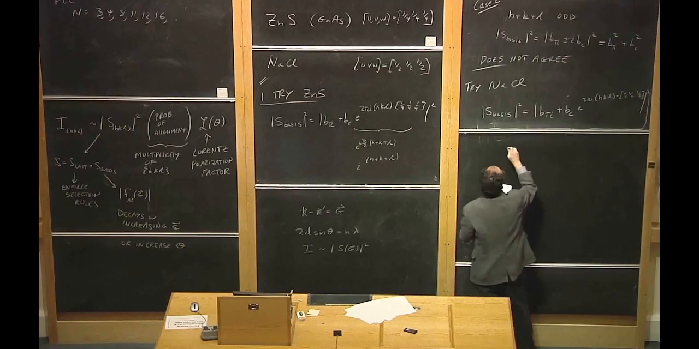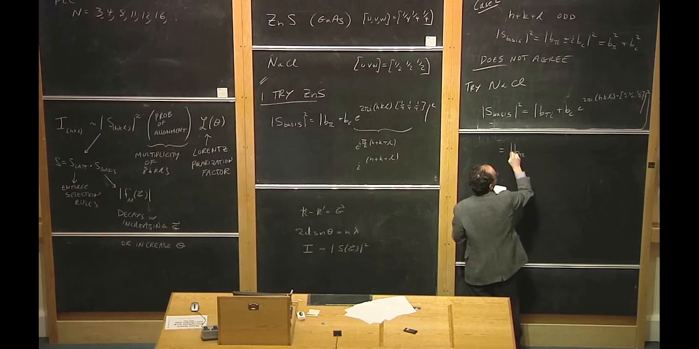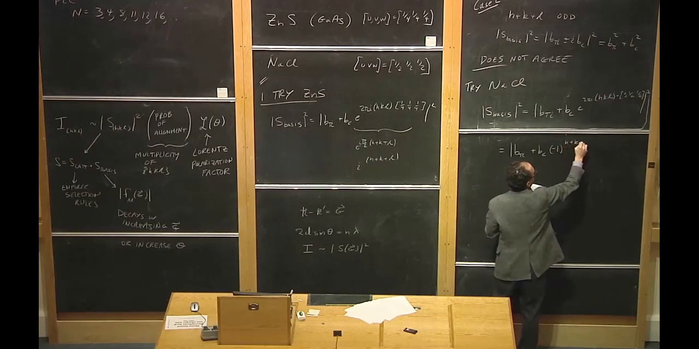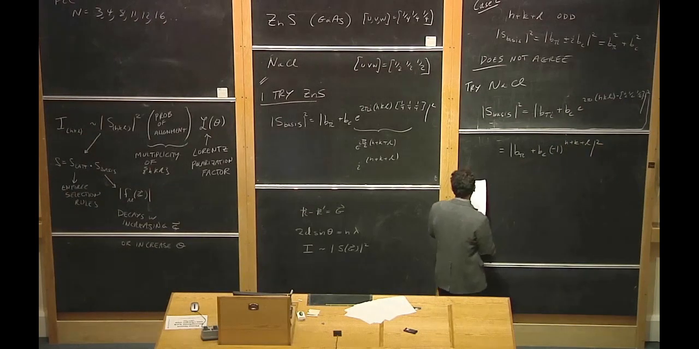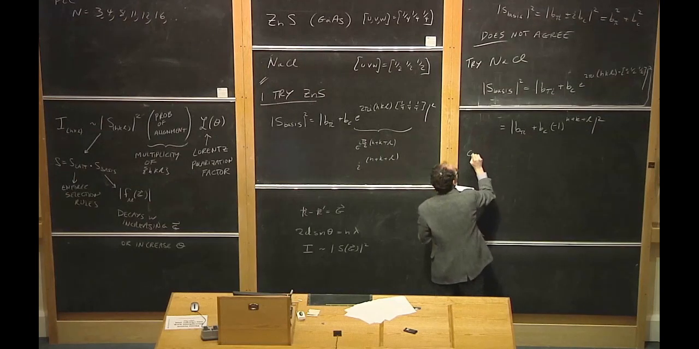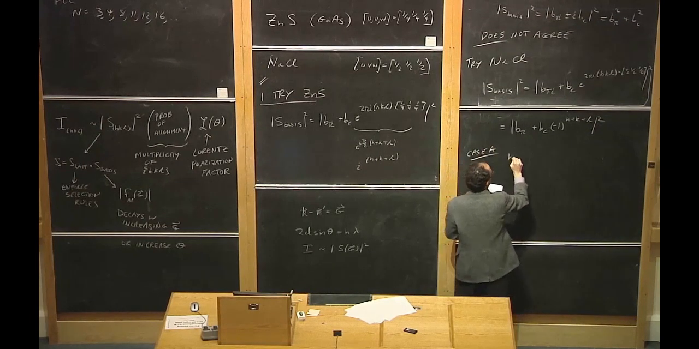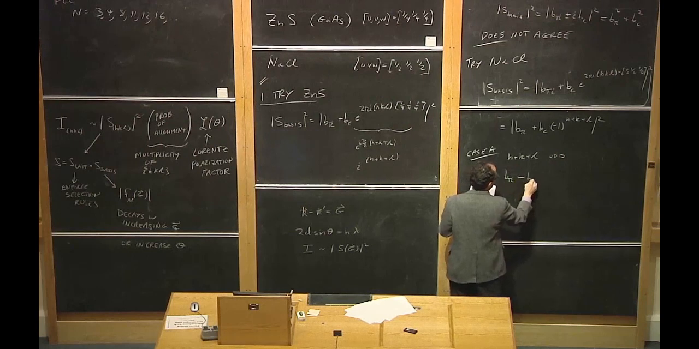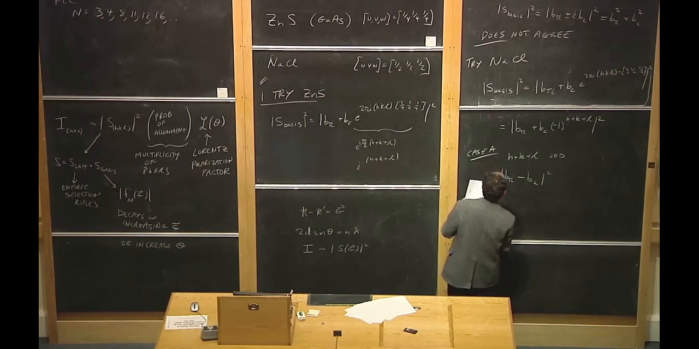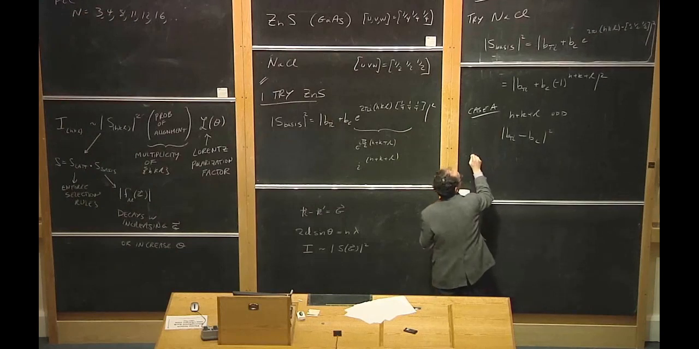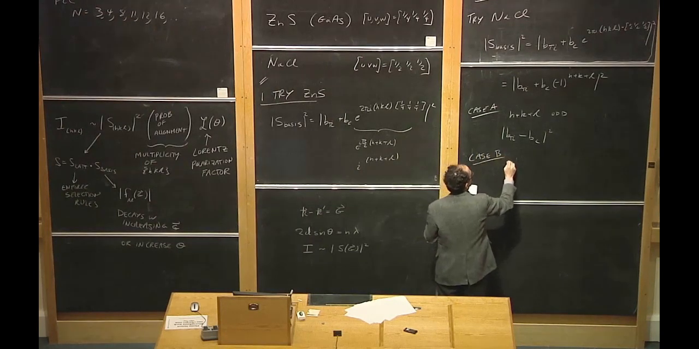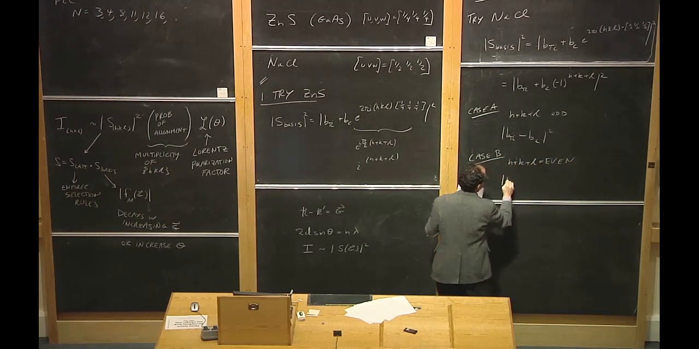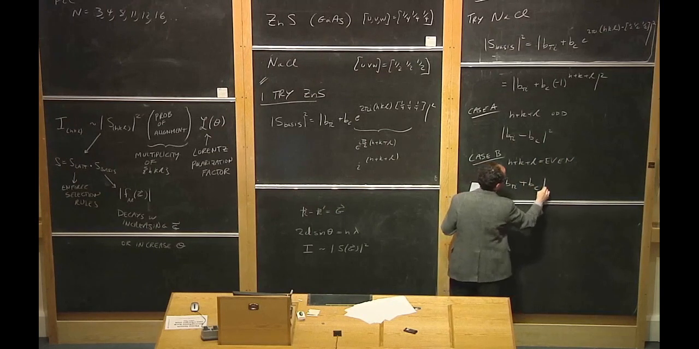And that we can rewrite as B titanium plus B carbon times minus 1 to the H plus K plus L, all squared. So there's two cases we can have. Case A is H plus K plus L is odd, in which case we have B titanium minus B carbon squared as the answer. Whereas case B is H plus K plus L equals even, in which case we have B titanium plus B carbon squared.